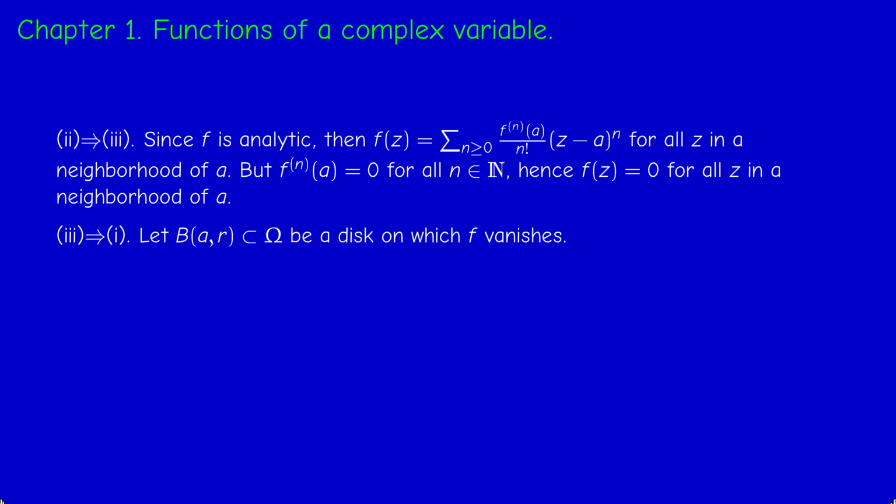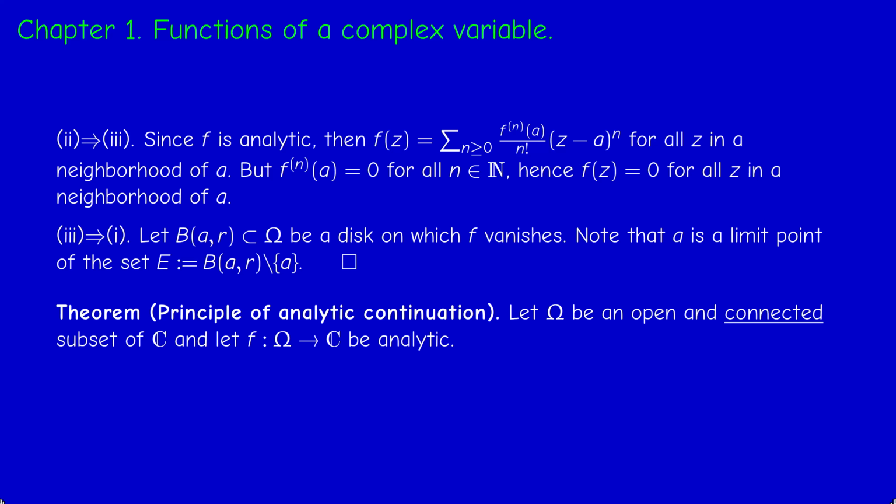Now 3 implies 1. I need to show that there exists a set E inside omega having A as a limit point on which F vanishes. But this is okay, since now F vanishes locally, it vanishes on some disk B(A, r). But now A is a limit point of this punctured disk, as you may check, because every neighborhood of A meets E at a point different from A. So A is a limit point of E, and F vanishes on E, and this is precisely what condition 1 states. So 3 implies 1, and therefore the 3 conditions are equivalent.